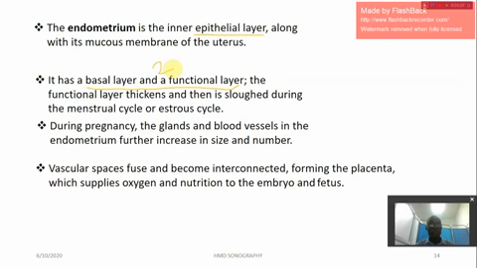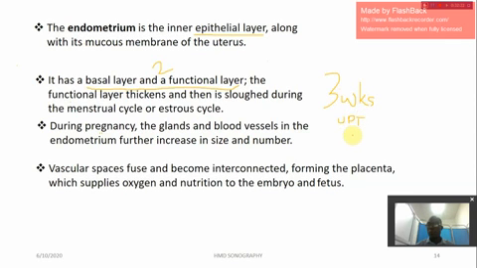During pregnancy, the glands and blood vessels in the endometrium further increase in size and number. So when there's an indication of early pregnancy, within 3 weeks, one is pregnant, and the lab test will show that a particular person is pregnant. That's what you need to know as a sonographer. Within 3 weeks, a UPT will show a positive pregnancy.